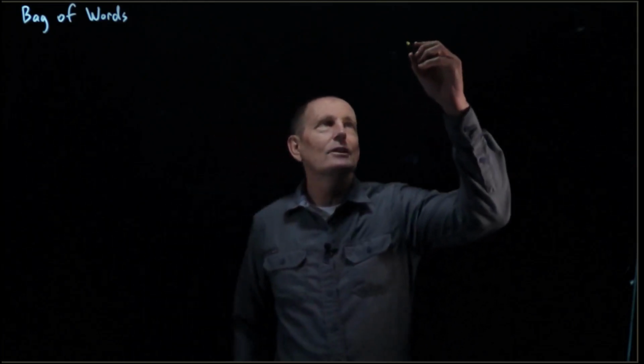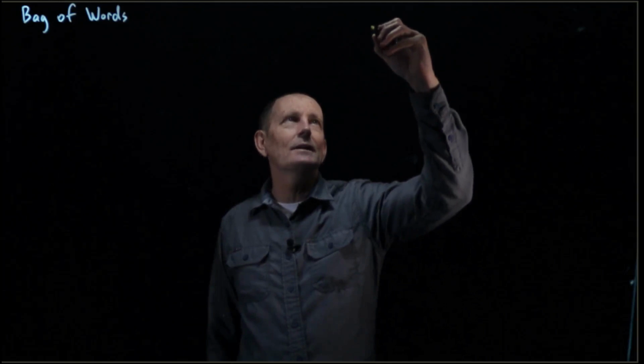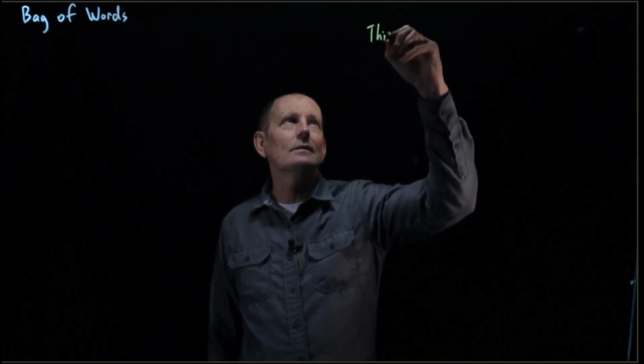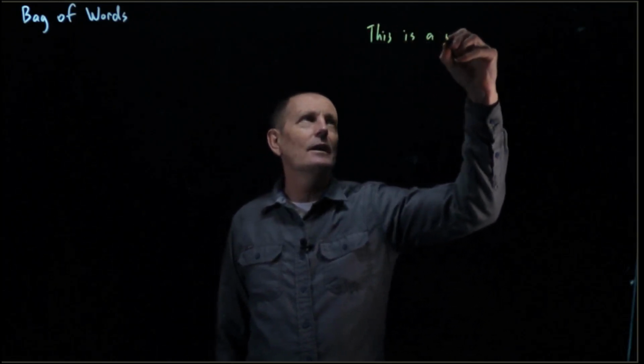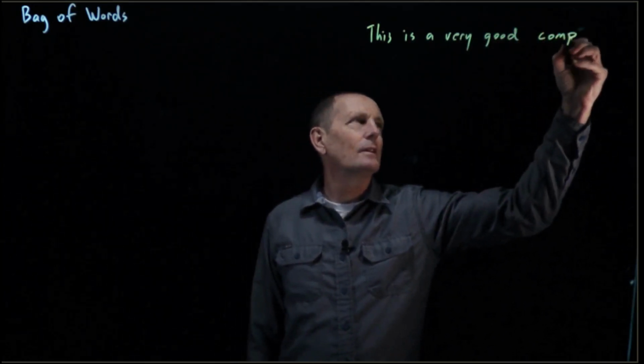Let's look at a fairly simple approach to natural language processing called bag of words. So imagine we have a bunch of inputs coming in. Let's say we've got, again, a Twitter review, okay? So we have something coming in looking like this: this is a very good company.